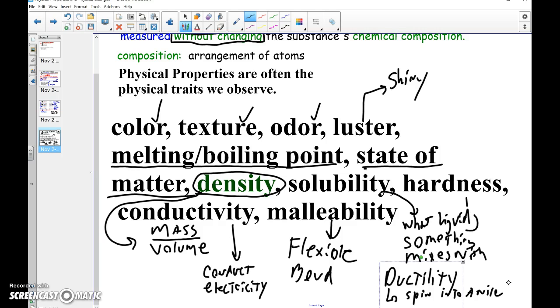All right, so here we have a presentation on the physical properties that matter has and the physical changes it can undergo and what exactly makes something a physical change instead of a chemical change.